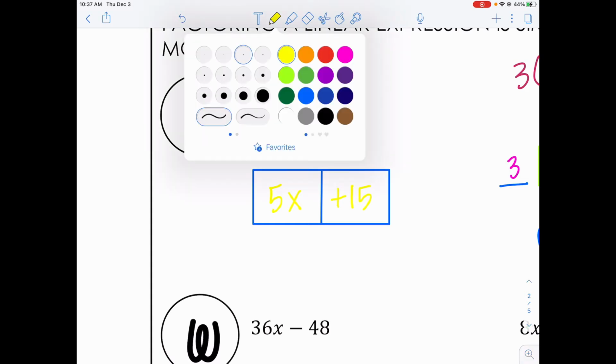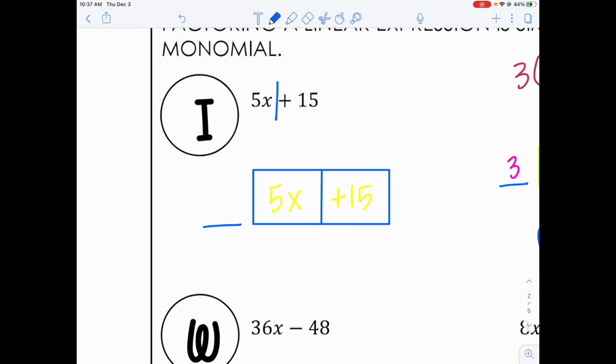Now your job is to figure out what's the greatest factor I can pull out of both of those terms, and then I divide to figure out what goes above the boxes. So we're working in reverse. Between a 5x and a positive 15, the biggest factor that I can pull out is a 5. So 5 goes on the top.